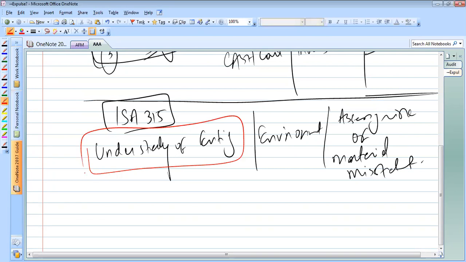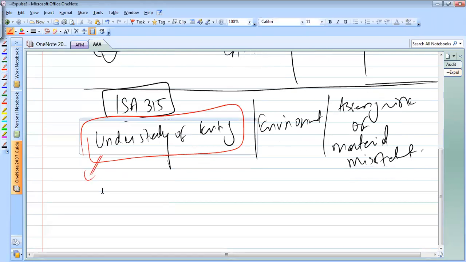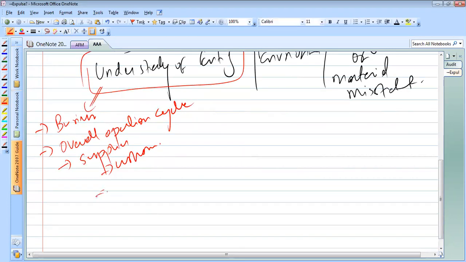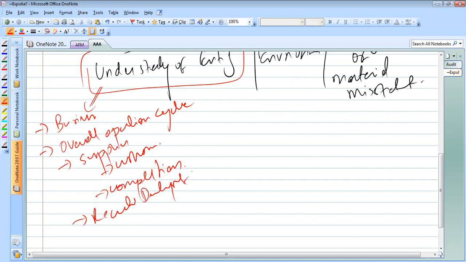When I talk about obtaining understanding of the entity, what exactly do I mean? As an auditor, if there is a new entity which you are going to, you need to understand the entire business of that entity: what business does it conduct, what is its overall operational cycle, who are its suppliers, who are its customers, who are its competitors, what are the recent developments that are taking place with respect to the company's environment.